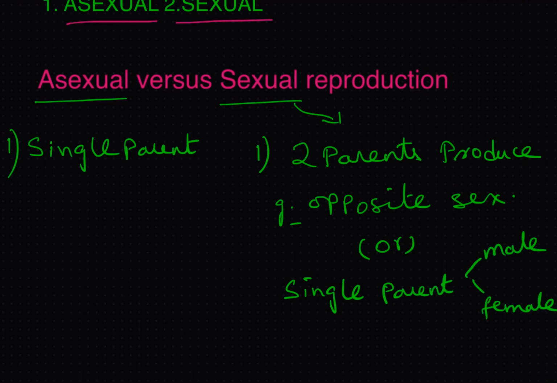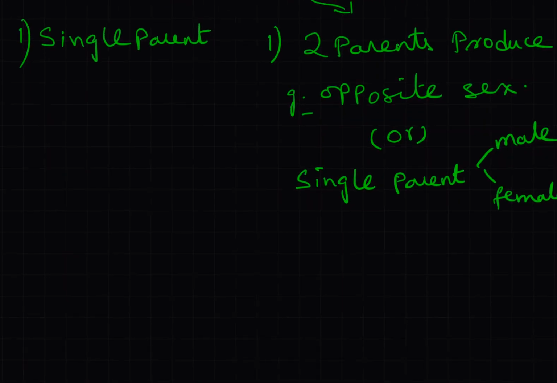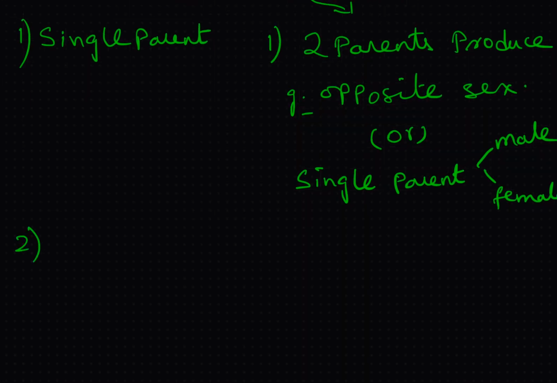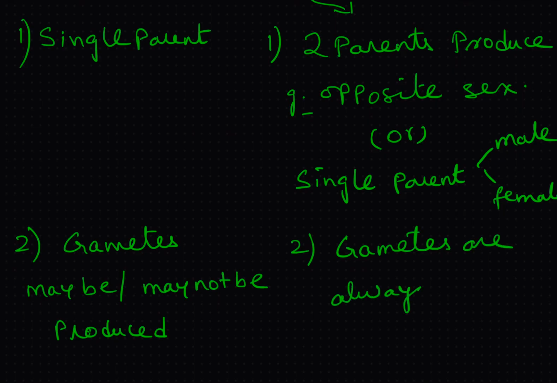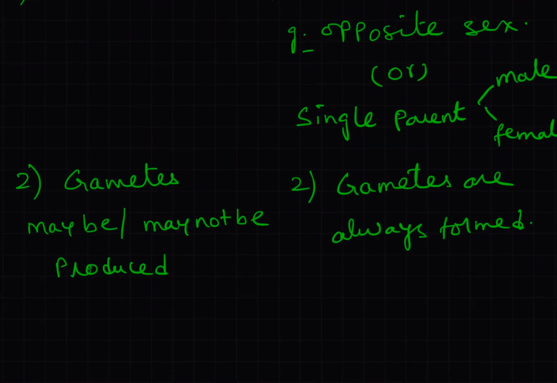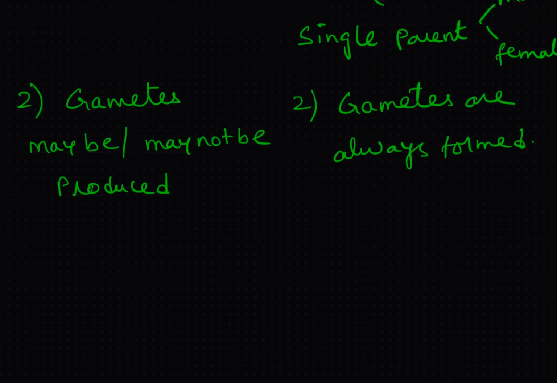female gametes, right? Now the second difference is gametic formation. In asexual reproduction gametes may be produced or they may not be produced, but in sexual reproduction gametes are always formed. What are gametes? Gametes are special cells that participate in reproduction. They carry a single copy of chromosomes.